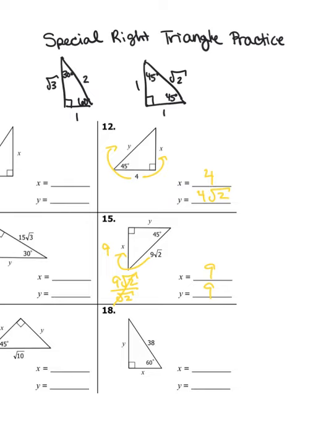For number 18, this is a 30, 60, 90, where they're giving me the hypotenuse. To go from the hypotenuse to the short leg, I'm dividing by 2. So 38 divided by 2 is 19. To go from the short leg to the long leg, I multiply by the square root of 3. So x is 19 and y is 19 square roots of 3.